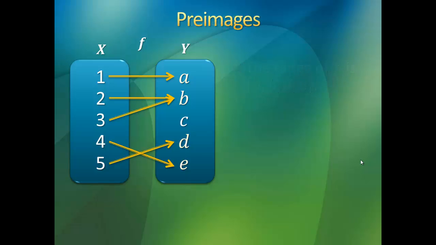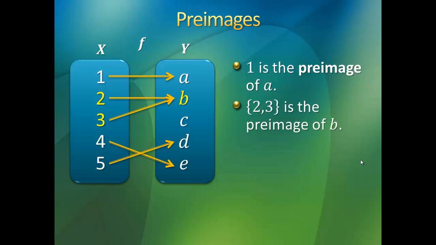We can also turn the idea of the image on its head a bit. Suppose we look at a particular element of the codomain. Let's say a. We might want to know what element or elements map to a. In our case, we can see that 1 maps to a. So we can call 1 the preimage of a. Now look at b. 2 different elements can map to b, 2 and 3. So the preimage of b is actually a set of 2 values this time, {2, 3}.